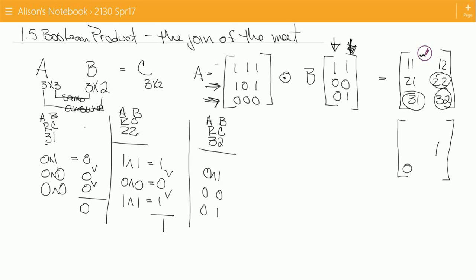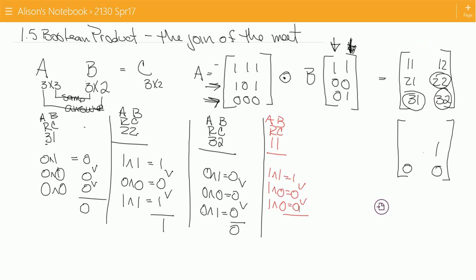We're going to do the meet, which is the AND operator. 0 and 1 is 0. 0 and 0 is 0. 0 and 1 is 0. And then I will do the join. 0 or 0 or 0 is 0. And that is the answer that will go there. So let's do the remaining 3.